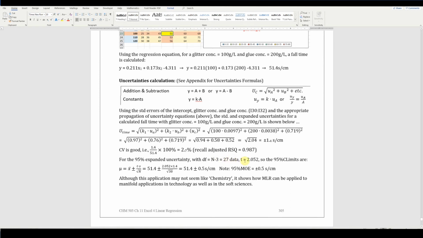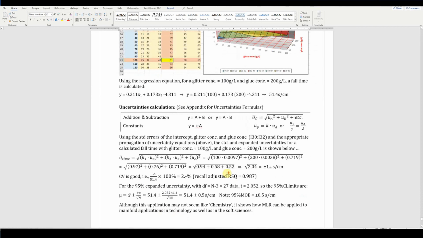And if you check that, the t-value is 2.052 times the standard deviation of 1.4 up here, divided by the root of the number of samples, gives us 51.4 plus or minus 0.5 seconds. And that's pretty good. A very narrow forecast. Now I know this application may not seem much like chemistry, but I think it really shows how multiple linear regression can be applied to many applications and technologies, and even in what you might call the soft sciences. Let's take a look at this in Excel.